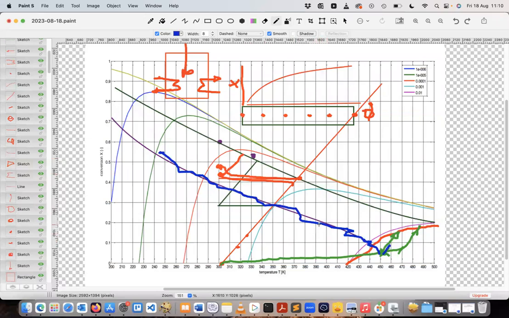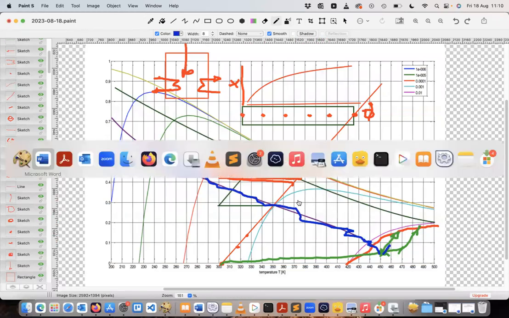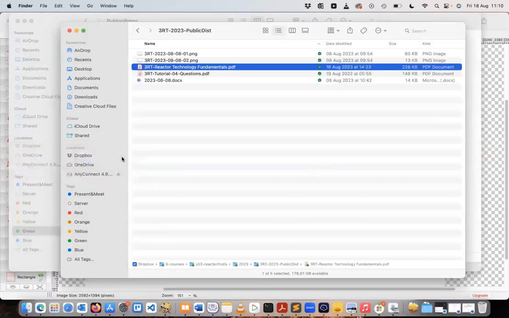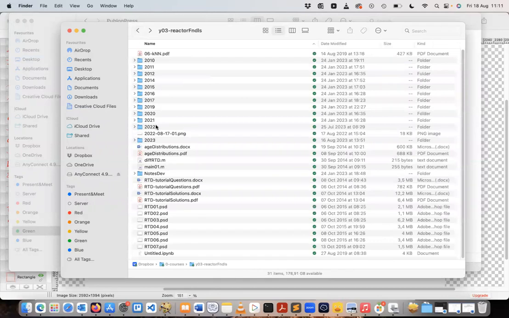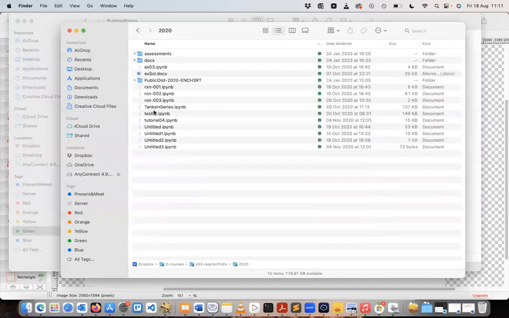But I've also, in this class, in previous years, done a quick assignment. Let's just have a look at that batch case. So I'm just going to look for one of the previous years where I've had that.